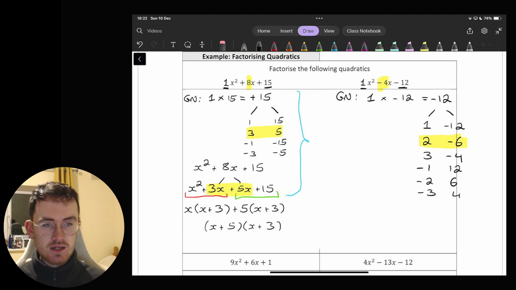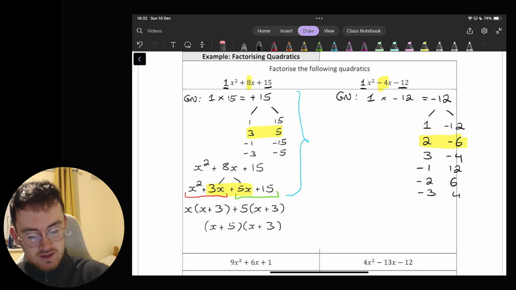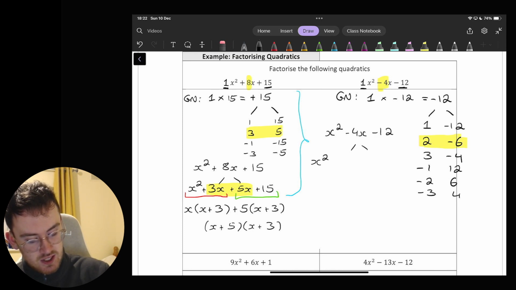And again, you can check that with your calculator if you're unsure. 2 take away 6 gives you a minus 4 overall, because the bigger number is a negative. So taking my question as before, x squared minus 4x minus 12, I'm going to be splitting the middle term. So it'll be x squared plus 2x minus 6x minus 12. Again, factorizing by grouping, so I'm taking them in 2 parts.